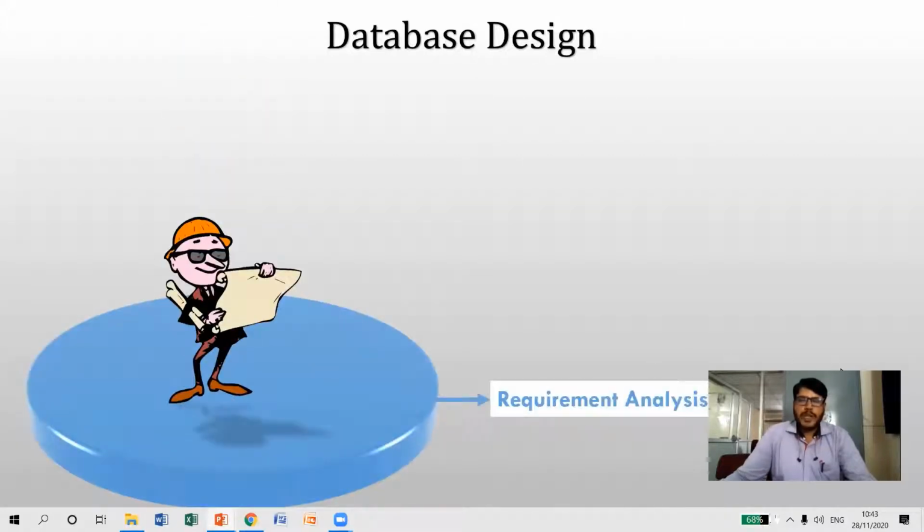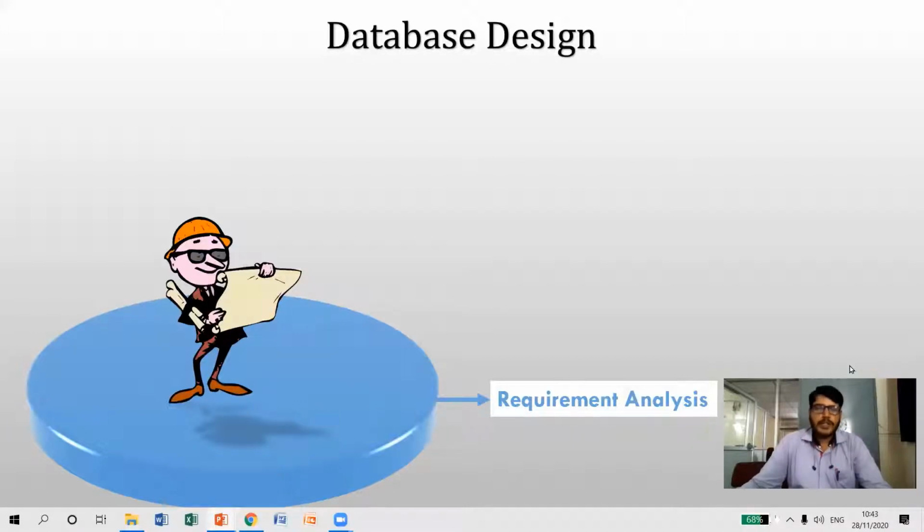Normally what happens? We are going to collect requirements. We are going to ask the clients, what are your requirements? So that after collecting requirements, it becomes very easy for us to make the analysis process. We are going to think over the requirements which we have collected from the client.